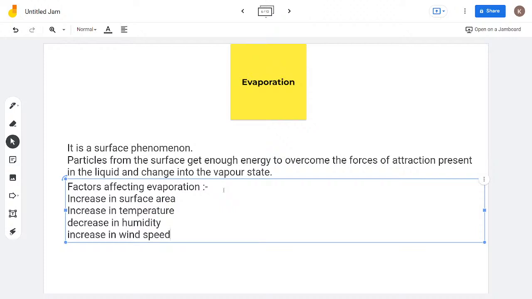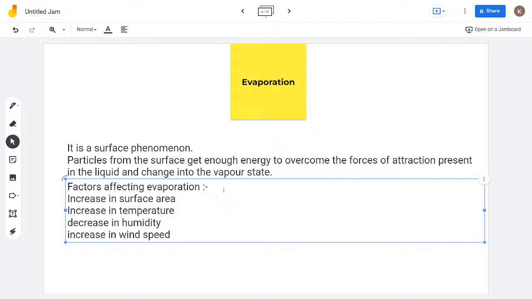Let's say we know that evaporation is a surface phenomenon. If the surface area is increased, the rate of evaporation increases. Let's have an example. While putting clothes for drying up, we spread them out. So when the surface area is increased, the evaporation is affected. For the temperature, with the increase in temperature, more number of particles get enough kinetic energy to get into vapor state.